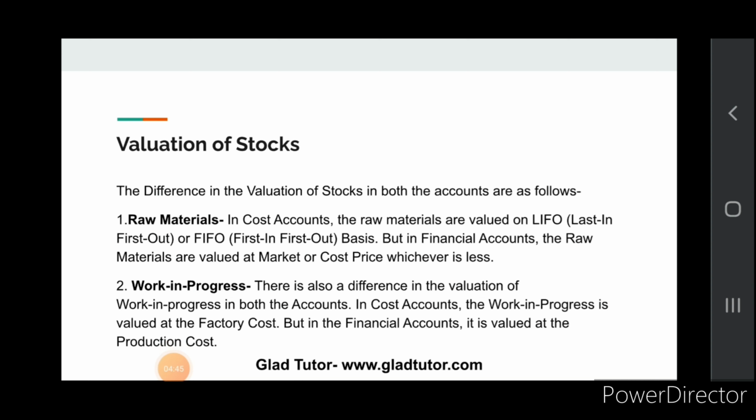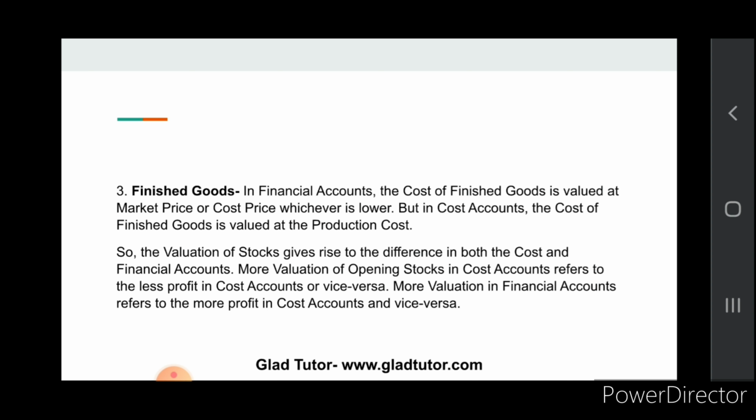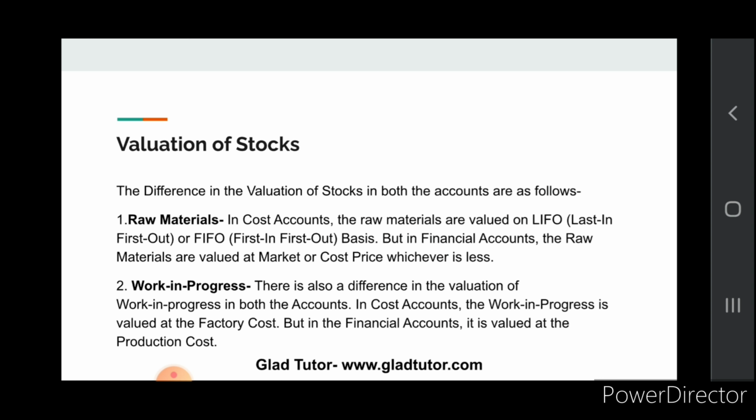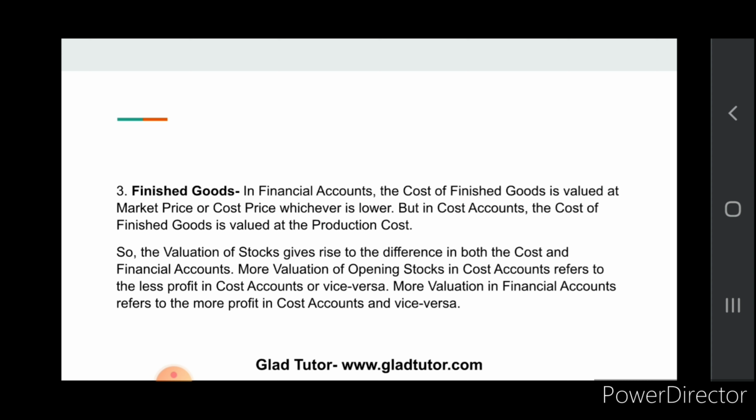Work in progress. There is also a difference in the valuation of work in progress in both accounts. In cost accounts, the work in progress is valued at the factory cost, but in financial accounts, it is valued at the production cost. The third difference in the valuation of stock is the finished goods. We have covered raw material and work in progress, and now it comes to finished goods. In financial accounts, the cost of finished goods is valued at market price or cost price, whichever is lower.